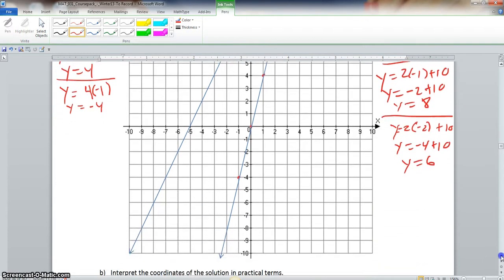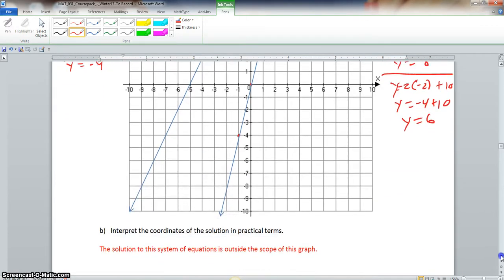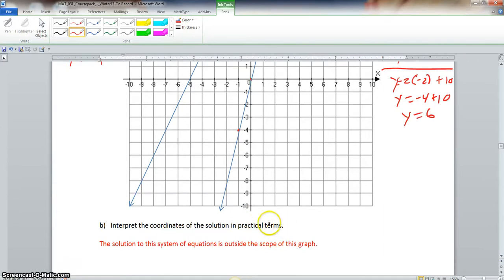So, when we go down here, it says interpret the coordinates as a solution in practical terms. At this juncture, we cannot find the solution because we're graphing. We don't know how far to extend this graph. So what we would say is the solution to this system of equations is outside the scope of this graph.